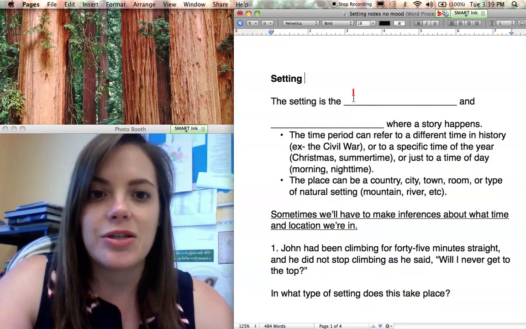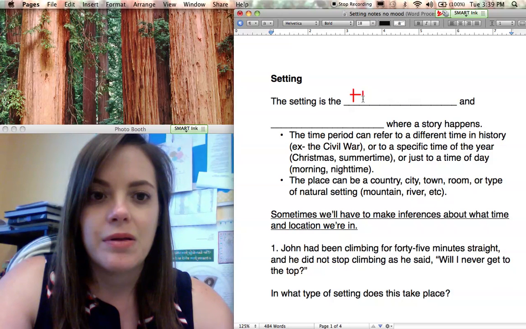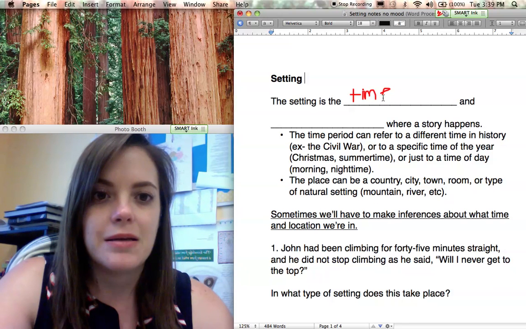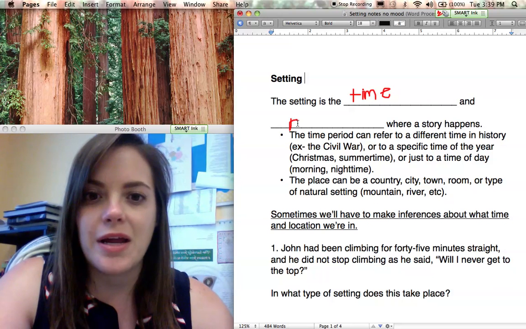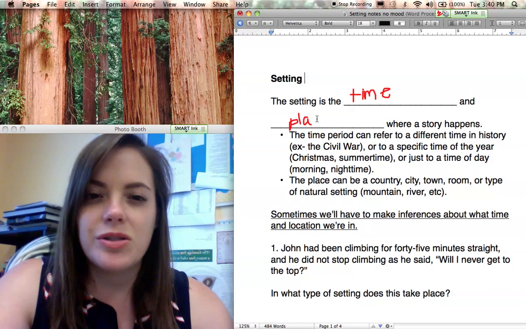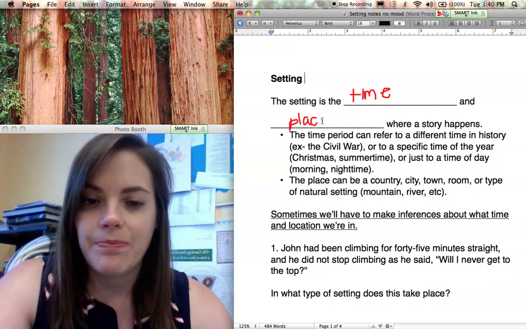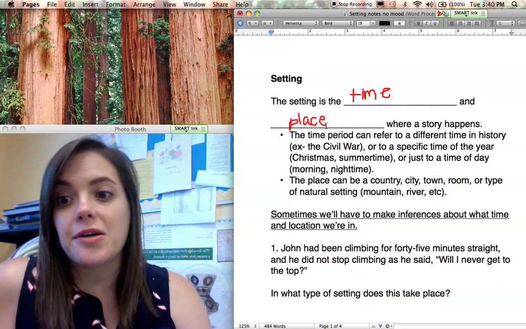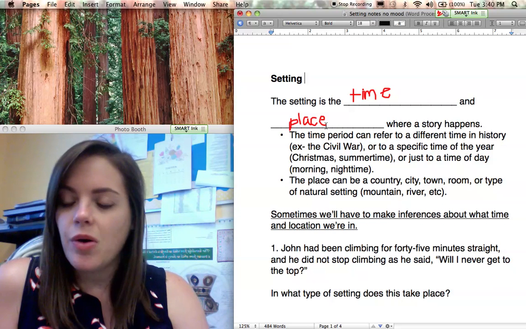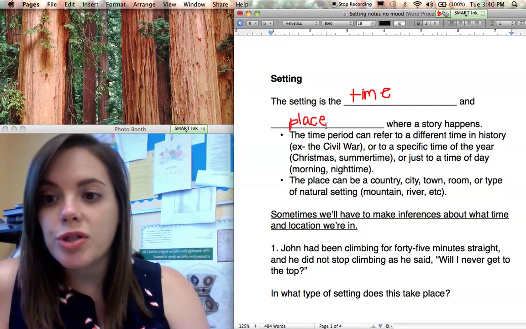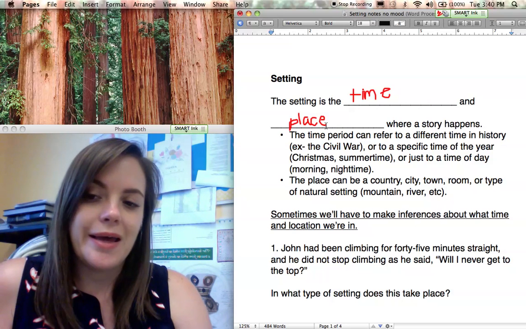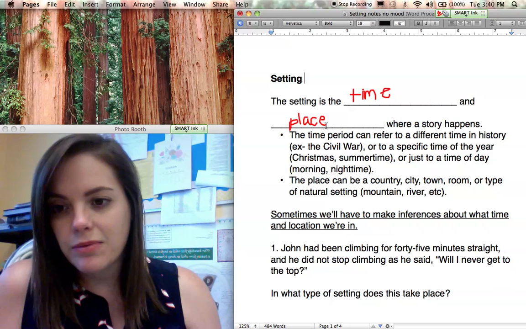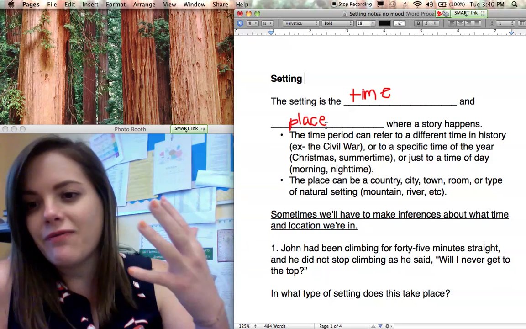So the setting should be the time, alright, and the place where a story happens, okay? So time and place. Also, usually when we talk about setting, we kind of talk about the situation, okay? For example, with our story Harrison Bergeron that we've been talking about, we might say that the setting is the future in America in a dystopian society, okay? So give a little bit of information about that environment as well.